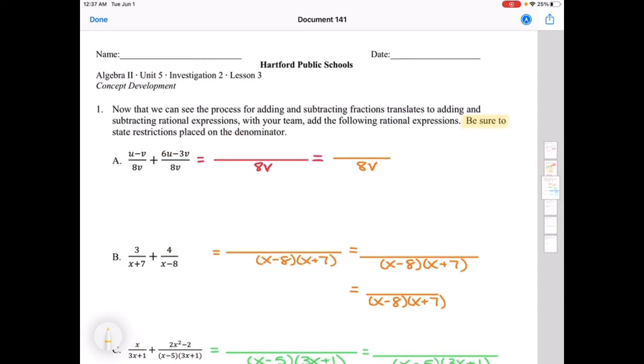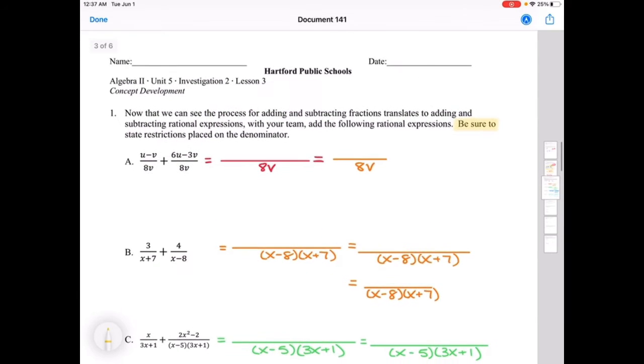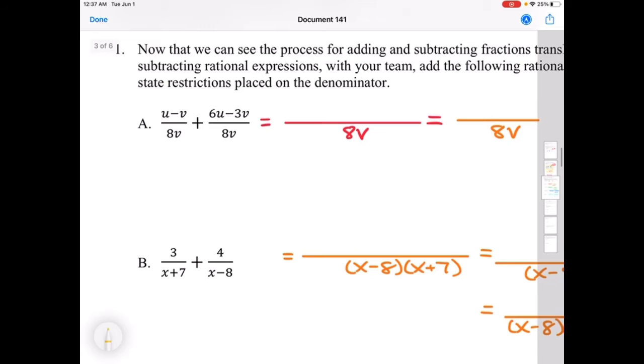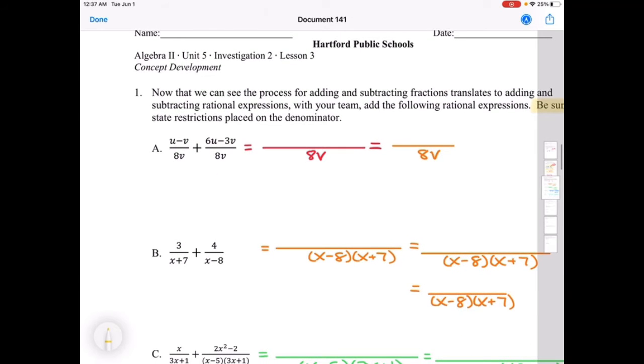Moving on to the next page, we're going to be practicing adding these rational expressions. We're also going to be placing restrictions on each denominator, because we know that in any rational number, rational expression, or rational function, we cannot have 0 in the denominator or it will be undefined. So what we're going to do first is place those restrictions on each of these examples first. That way we can focus on adding our rational expressions.